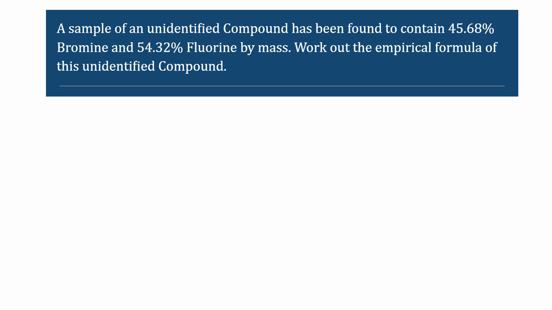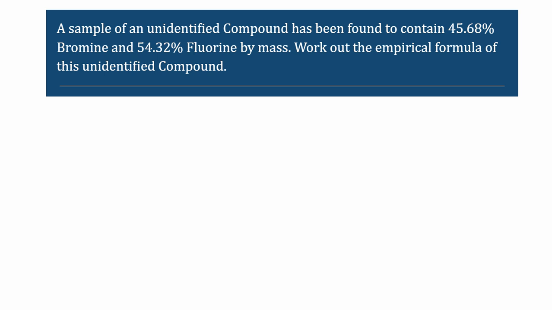Here we've been presented with a situation where we've got an unidentified compound, and we've been told that it contains bromine and fluorine, and we've been given the percentages by mass within this compound. So how am I going to approach this? Well, we've been given the percentages by mass, right?